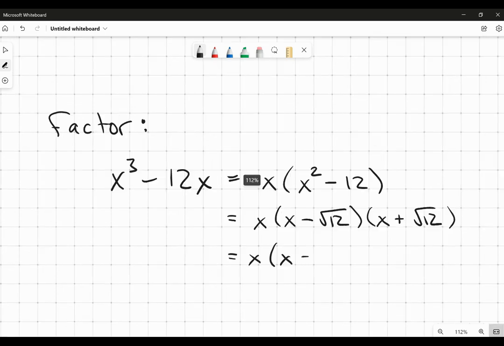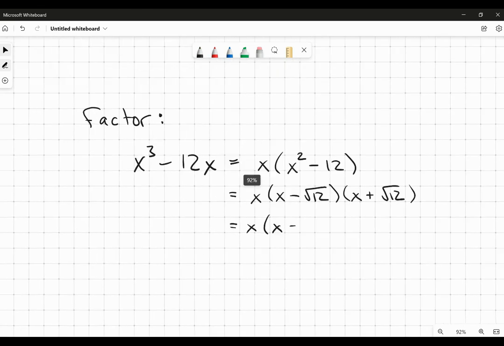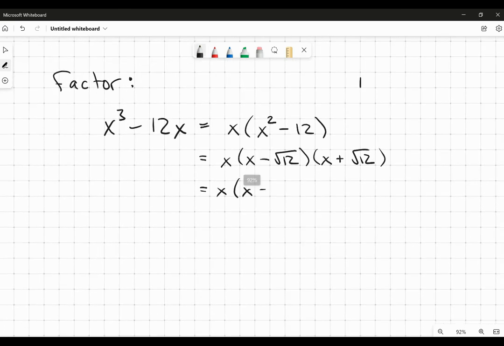If you write that as prime factors, 12 can be written as 2 times 2 times 3. And with the square root, it pulls out repeated factors. So it's going to be x minus 2 root 3, x plus 2 root 3.